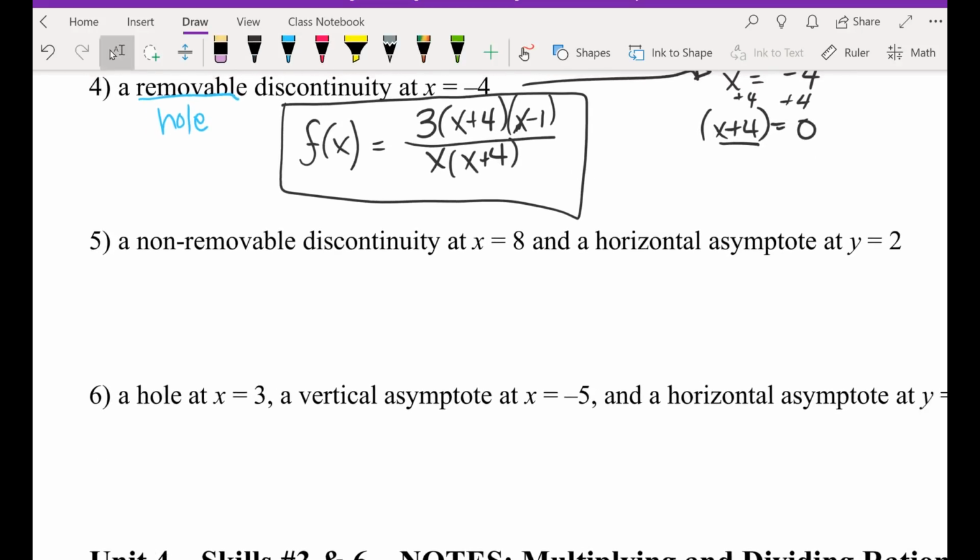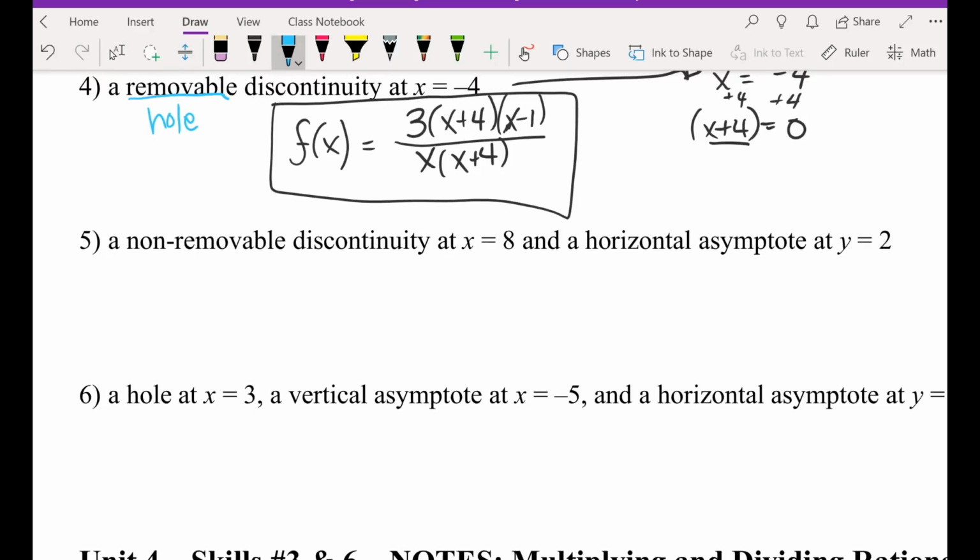For 5, we need a non-removable discontinuity. So what is that? A vertical asymptote at x equals 8, and then a horizontal asymptote at y equals 2. Well, since this isn't 0, I know that this is generated from 2 over 1, because I have 2 options. I can have an asymptote at y equals 0 for horizontal, or I can have a horizontal asymptote at a over b. So this one's going to be my a over b. And a vertical asymptote at x equals 8.